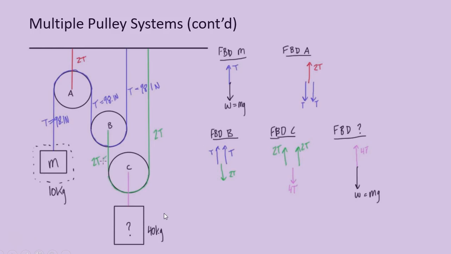In the end, it turns out that this block can have 4 times the mass as our block on the left. Or in this case, since it was a 10 kilogram block here, this block can be 40 kilograms to keep the system in equilibrium. If this mass were less, then we're going to have this block fall down and this block go up. If this mass is greater, then we're going to have this block accelerate down and the original block accelerate up.